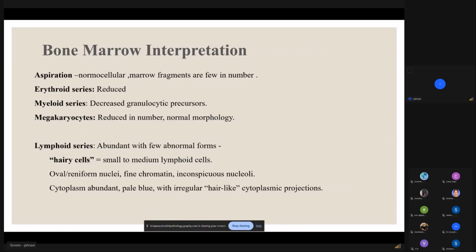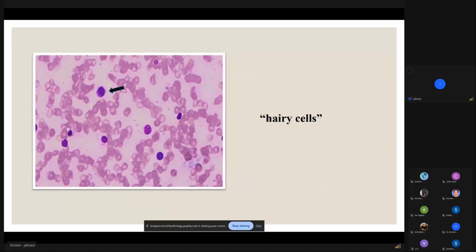Coming to the bone marrow interpretation, the aspirate is normocellular with few marrow fragments. Erythroid and myeloid series are decreased. Megakaryocytes are reduced in number with normal morphology. Coming to the lymphoid series, it is abundant with a few abnormal forms like hairy cells. These are the hairy cells, which are small to medium lymphoid cells with oval or reniform nuclei with fine chromatin. Cytoplasm is abundant, pale blue, with irregular hair-like cytoplasmic projections, hence the name hairy cells.